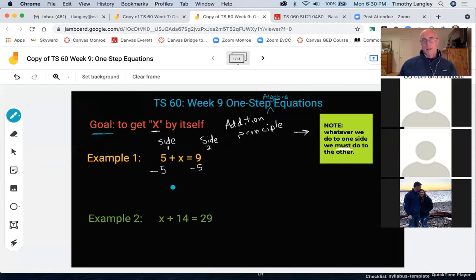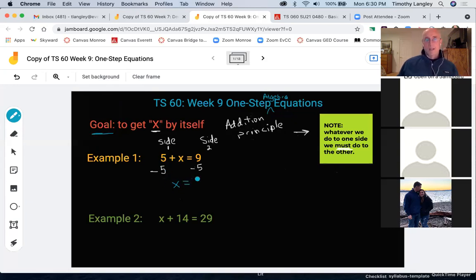So I'm going to have X by itself. Does that make sense to you guys? Okay. So you have 5X plus 5 plus X. If I subtract 5 from 5, I have nothing. So 0 plus X is just X. I got rid of the 5 basically.